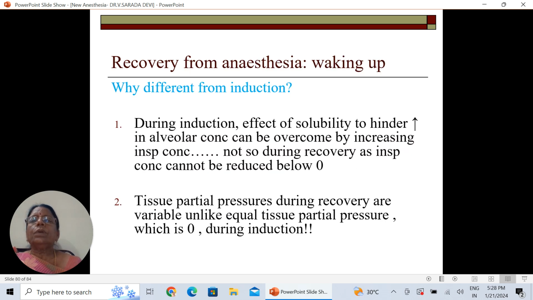So why is it different from induction? During induction, the effect of solubility to hinder increase in alveolar concentration can be overcome by increasing the inspired concentration. Not so during recovery, as inspiratory concentration cannot be reduced below zero. So tissue partial pressures during recovery are variable, unlike the equal tissue partial pressure, which is zero, during induction.